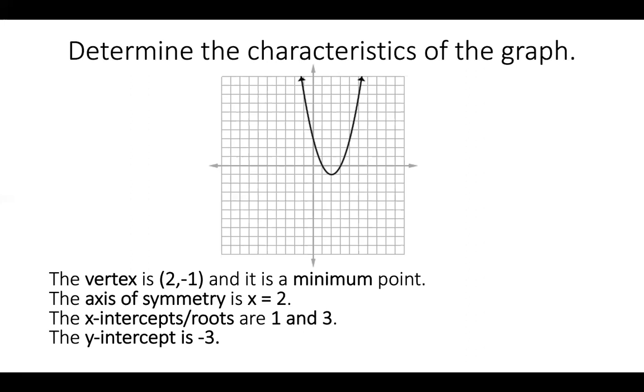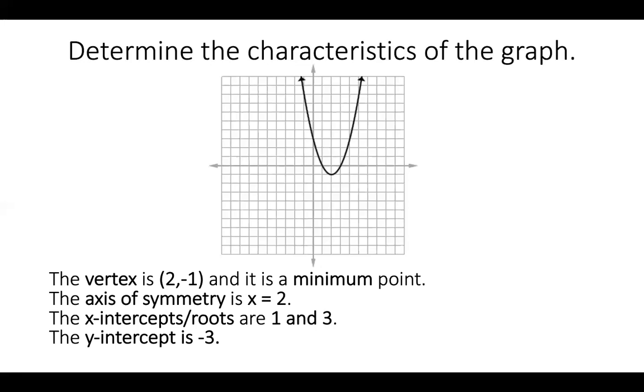So imagine you draw a vertical line at x equals 2. That line completely mirrors both halves, and if you fold along that line, you would see it completely overlaps. So the axis of symmetry is x equals 2. The x-intercepts, or roots, are 1 and 3. That's where it intercepts the x-axis, and then the y-intercept is negative 3. So those are some points.